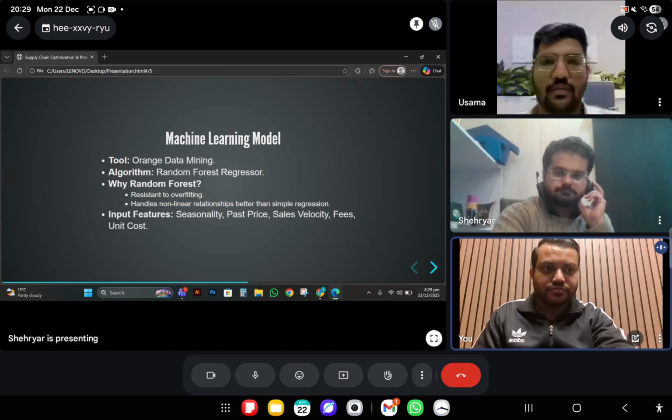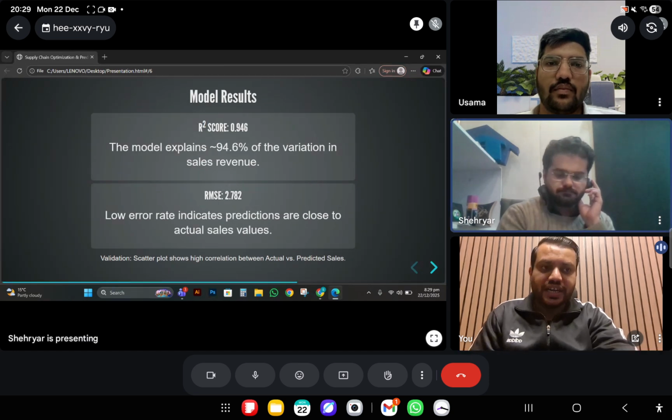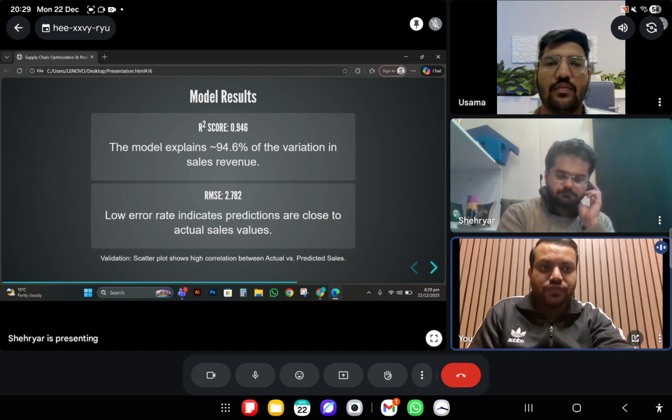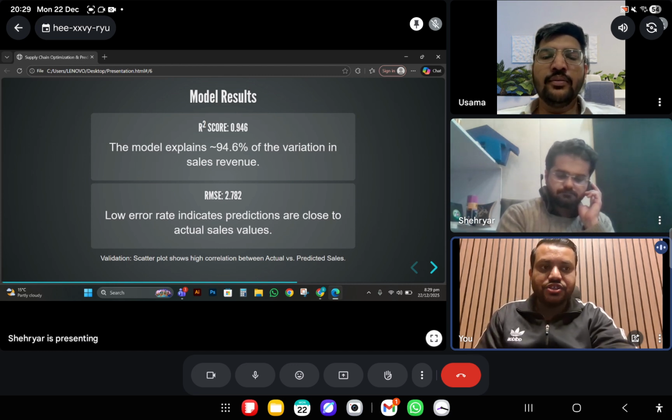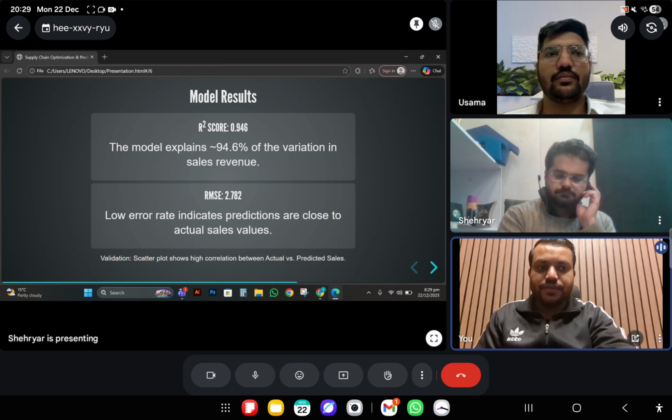Next slide, please. The result of this model was highly encouraging. Looking at the metrics, we achieved an R-squared score of 0.946. This means our model explains nearly 95% of the variation in the sales revenue, giving us high confidence in the prediction. Additionally, our RMSE, root mean square error, was remarkably low at 2.7, indicating that our predicted sales values are very close to the actual figures. As you can see in that scatter plot, the correlation between the actual and the predicted sales is tight. Next slide, please.